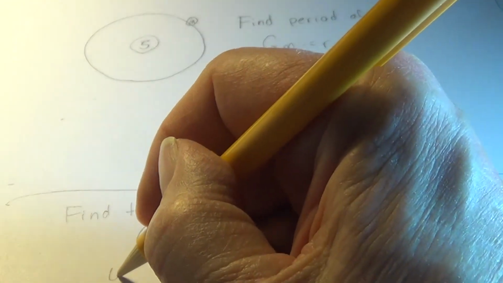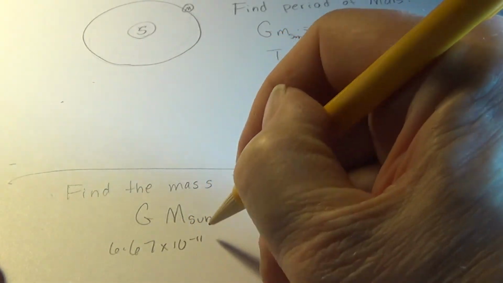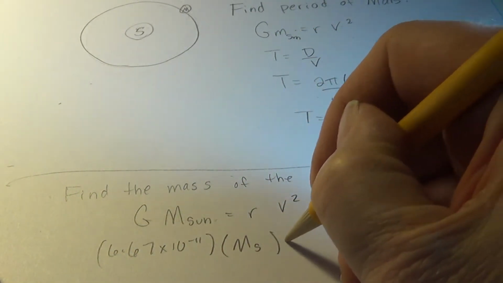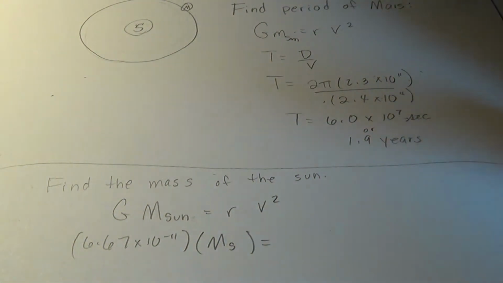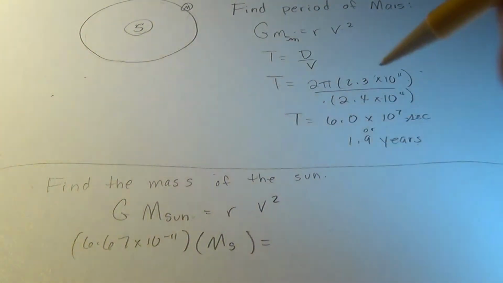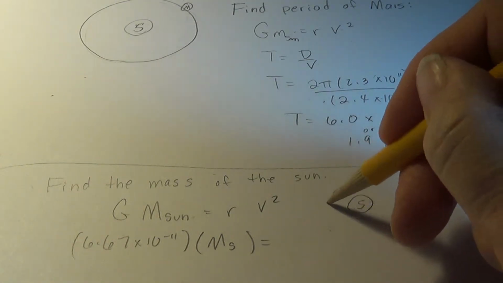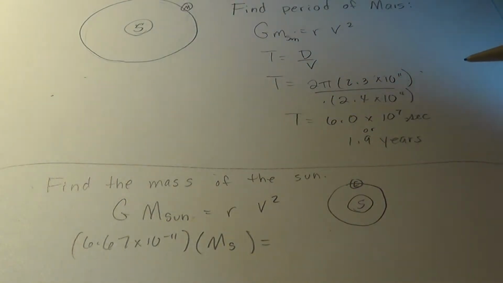So this is the mass of the sun in this problem. We have G, 6.67 times 10 to the negative 11, times the mass of the sun, which is what we're looking for, equals... we need some planet to help us with that. There's got to be something revolving around something. So let's put the sun in the middle, and let's use planet Earth. We have lots of data about planet Earth.